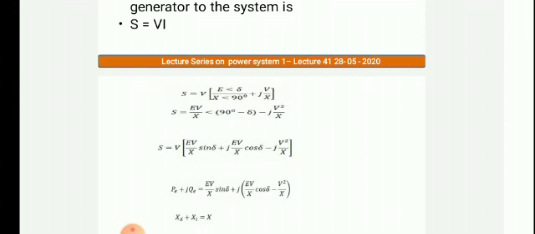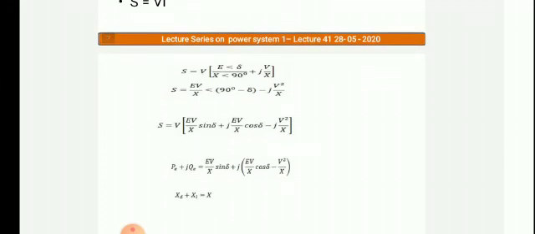So S is equal to EV divided by X at an angle of 90 minus delta, minus jV square divided by X. There are some changes in the signs, but it will not affect the value of this equation. So what we get is S is equal to V into EV by X sin delta plus jEV by X cos delta minus jV square by X.